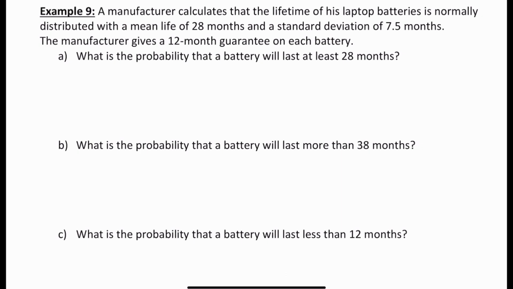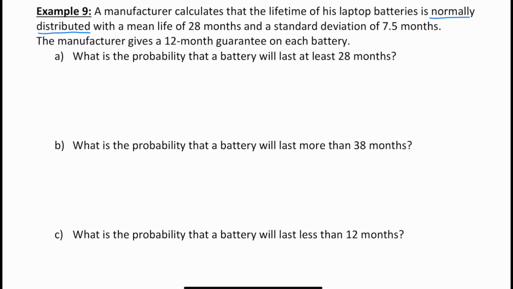So it says a manufacturer calculates that the lifetime of his laptop batteries is normally distributed with a mean life of 28 months and a standard deviation of 7.5 months. The manufacturer gives a 12-month guarantee on each battery. Part A, what is the probability that a battery will last at least 28 months?